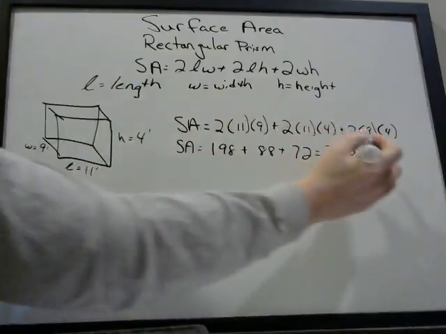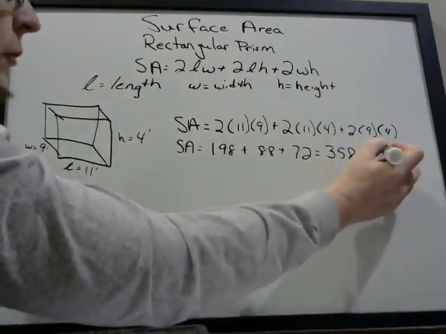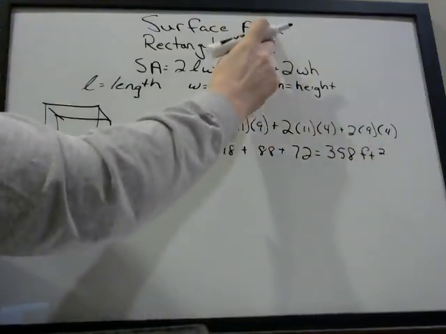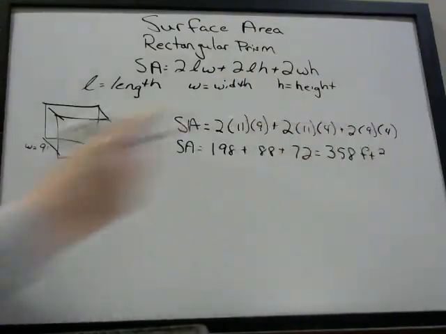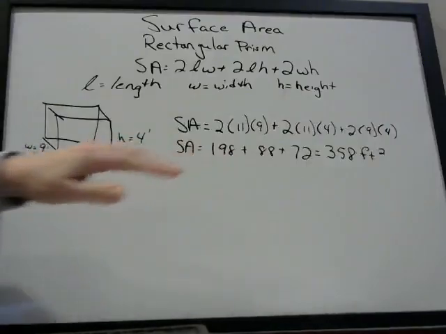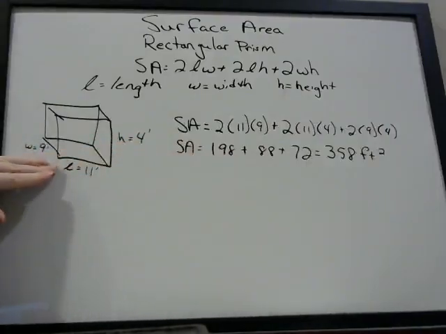Our units were in feet, so our answer is going to be in feet squared, or square feet. Remember, any sort of area problem, your units are always in square units. So this would be the surface area for this rectangular prism, or this box, if you will.